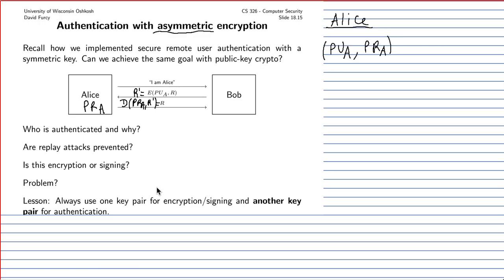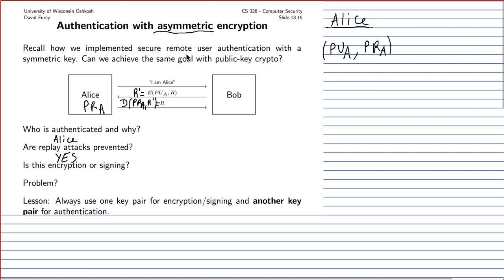So the first question we already answered. Alice is indeed authenticated to Bob in this scenario, and the reason why is because Alice is the only one who can produce the response since she's the only one who knows that private key. Are replay attacks prevented? Hopefully you thought about this and you came up with the answer, which is yes indeed, as long as this R is a true nonce. If it's a real random number and that number is only used once in any type of application of this protocol over time, then replay attacks are prevented.